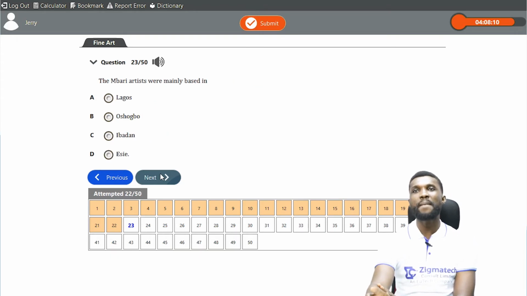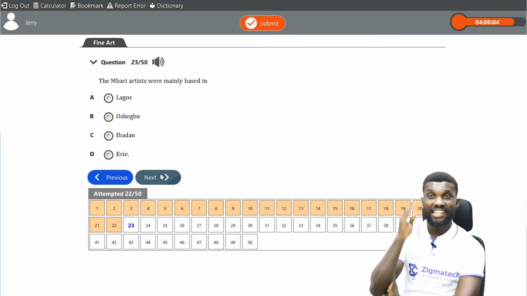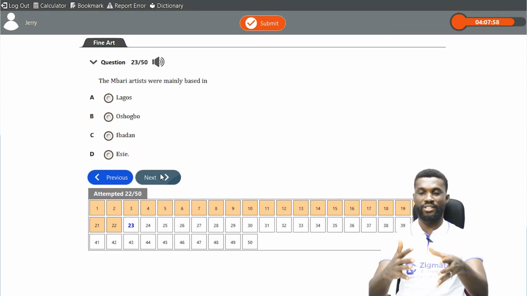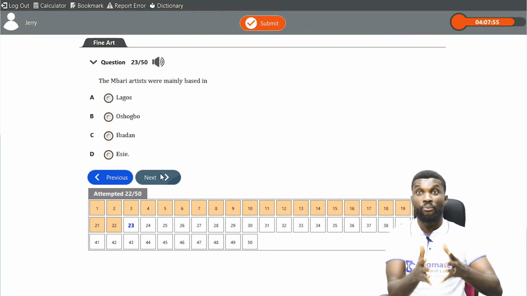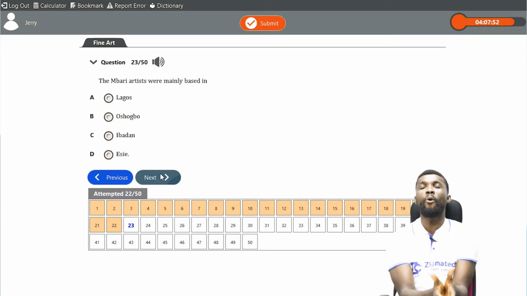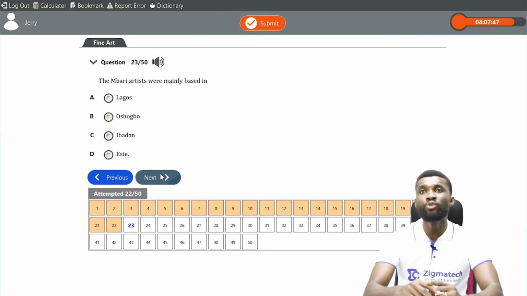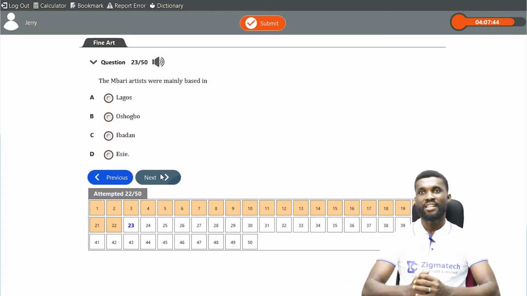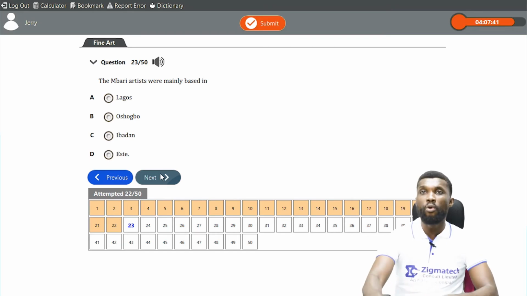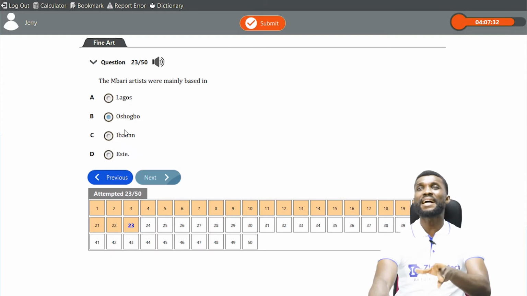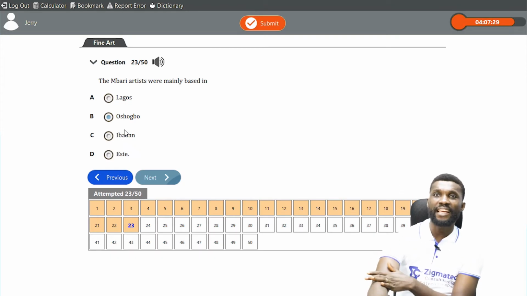The Mbari artists were mainly based in dash. Now there is a period in Nigerian art when some group of modern artists grouped themselves together and formed an art club known as the Mbari Mbayo Art Club. So where are they based? Now these Mbari Mbayo people were based in Osogbo, not in Lagos, not in Ibadan, not in Ise, but in Osogbo. That is where they were based. So the Mbari Mbayo artists are based in Osogbo.